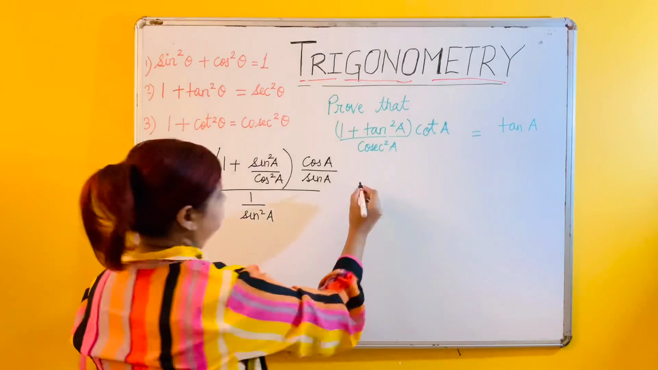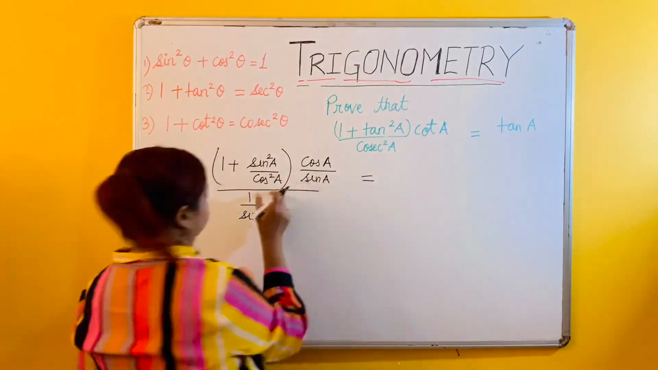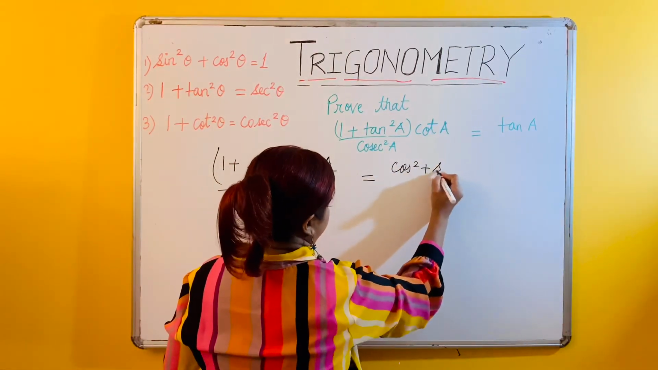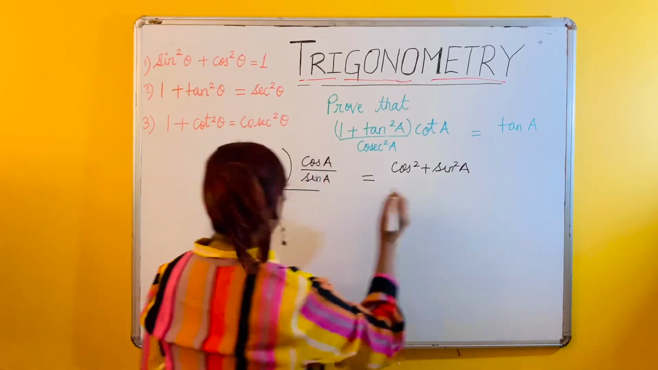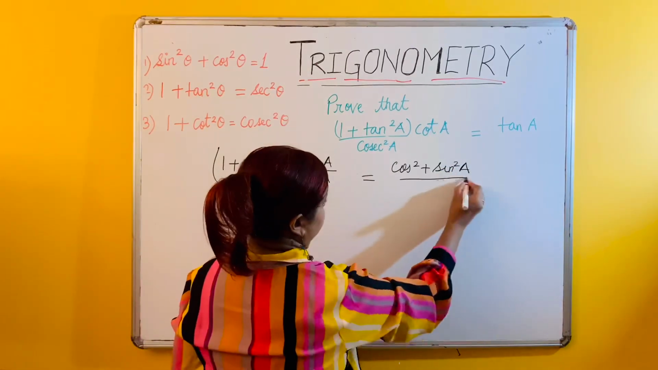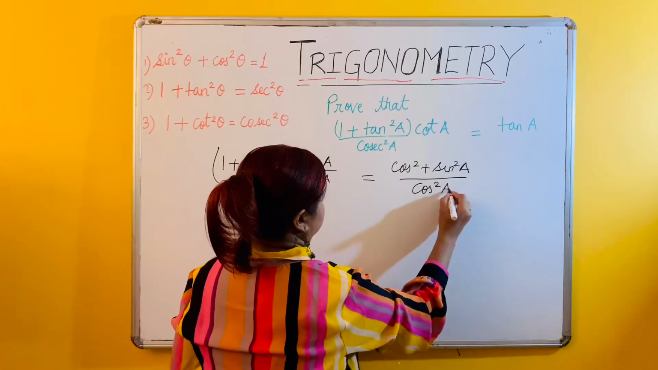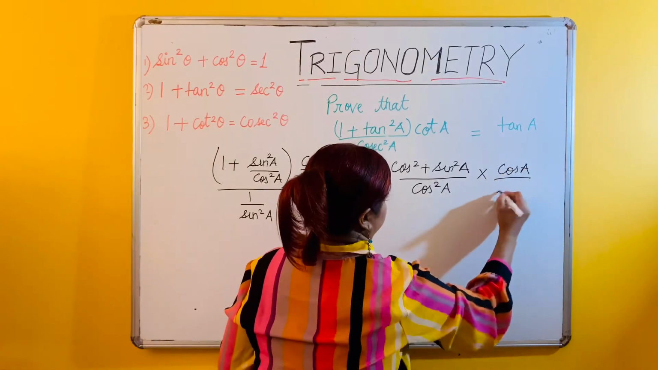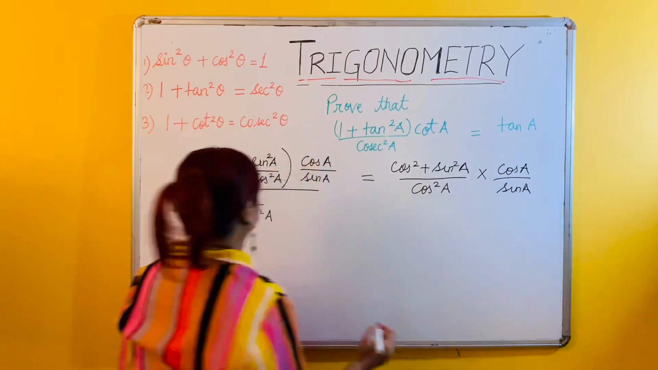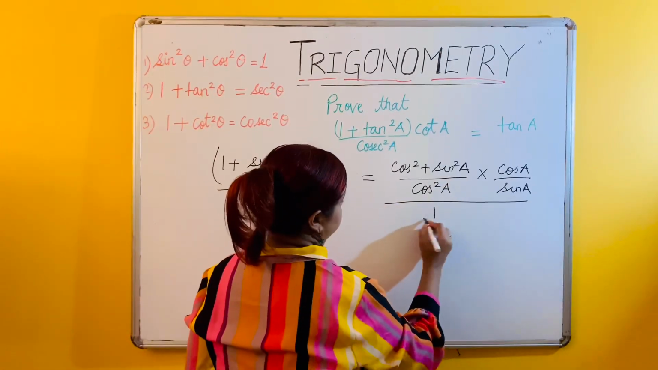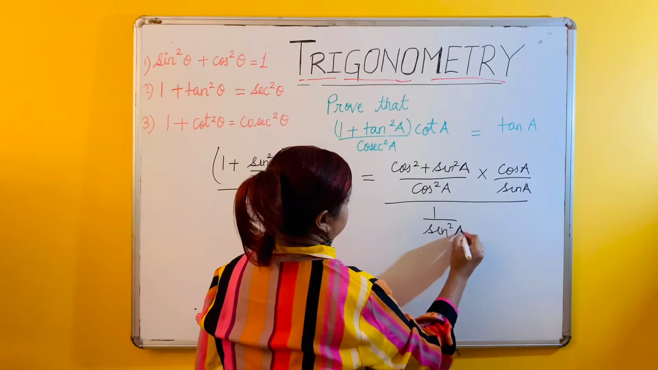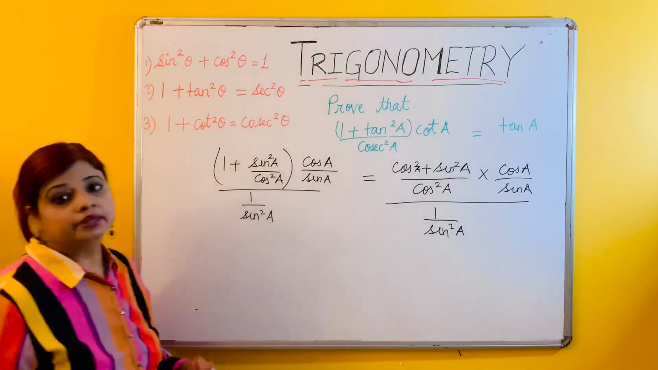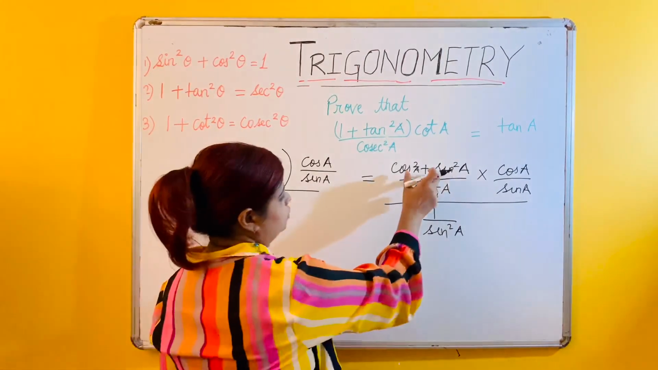Now let's first simplify this. So we'll add this one here. So it is cos square A plus sin square A, okay, by cos square A, and this is again multiplied with cos A and sin A. Okay, now this whole is divided by 1 by sin square A. Now if you see here, cos square A and sin square A is what? It is 1 because it's a trigonometric identity. So you can substitute here.